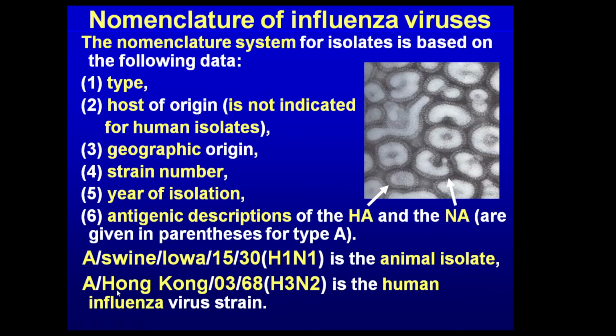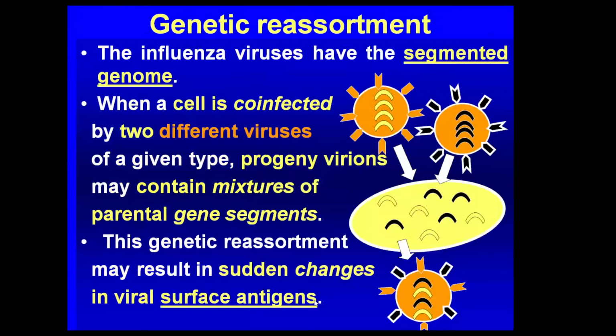the antigenic description. For example, here this is a swine virus, type A, then the host, swine, then the geographic origin, Iowa, where it had been isolated. Then the number of the strain, 15, then the year of isolation, 1930. And then the antigenic description: H is of the first type and N is of the first type. And if you are talking about a human isolate, then A, Hong Kong, the geographical origin follows the type, so it means the human is the host. Then the number in the register, the year of isolation, and Hong Kong is the geographical name of the isolation. Then the antigenic formula H3 and 2, and that is a human strain.